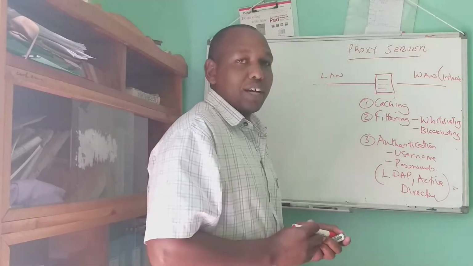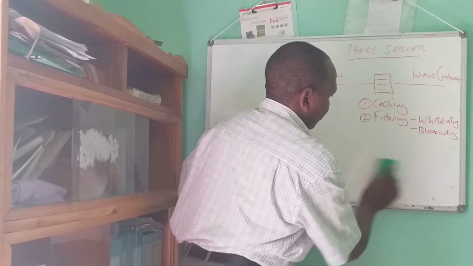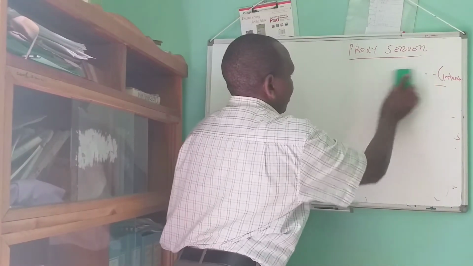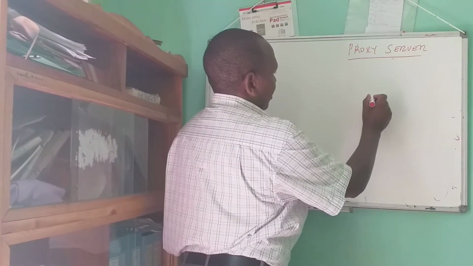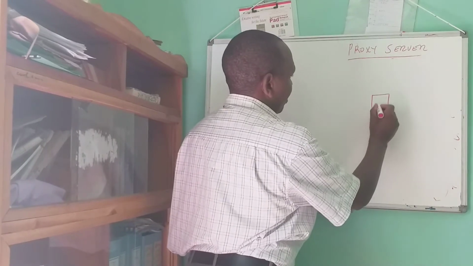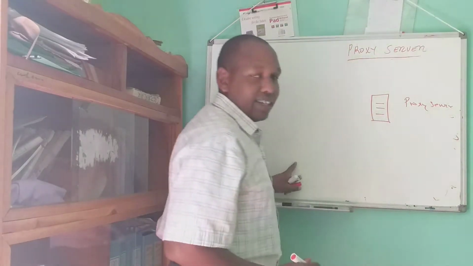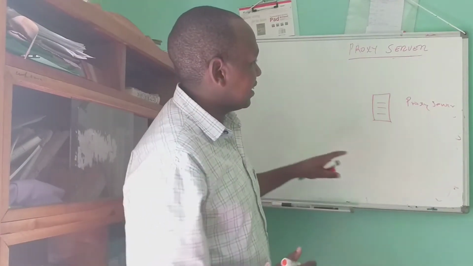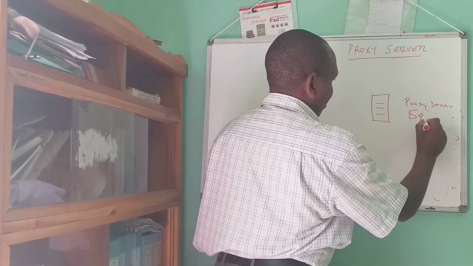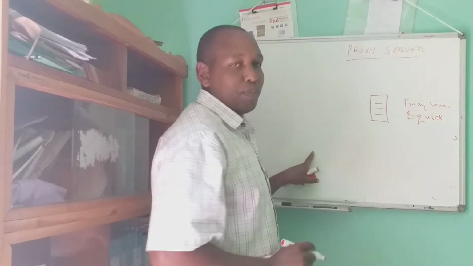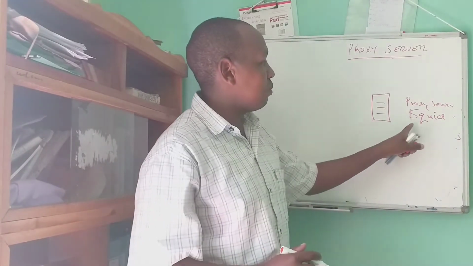Now let's see how you can implement a proxy server in a local area network. You can set up one of the computers to be a proxy server by installing and configuring a server which we call Squid, or any other proxy servers. We have other proxy servers that you can use in a local area network, but the most common one is the Squid.